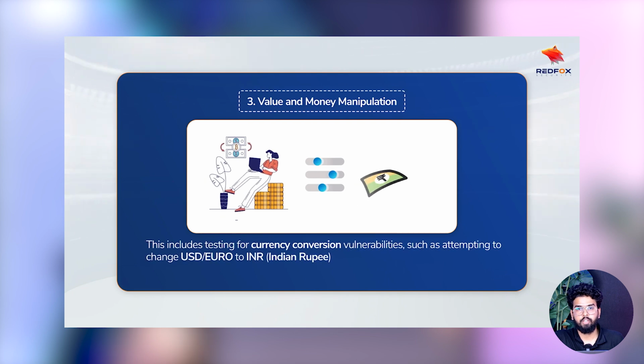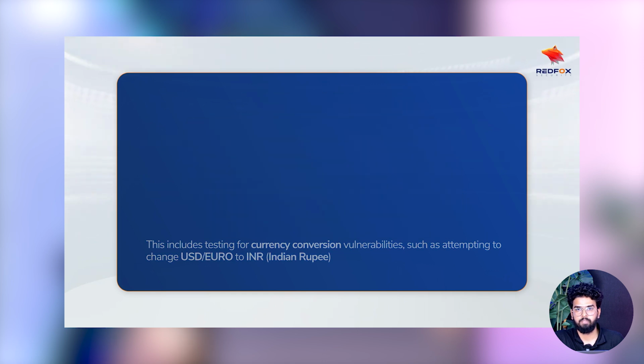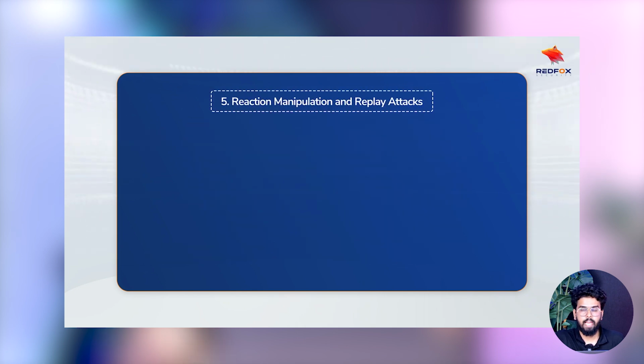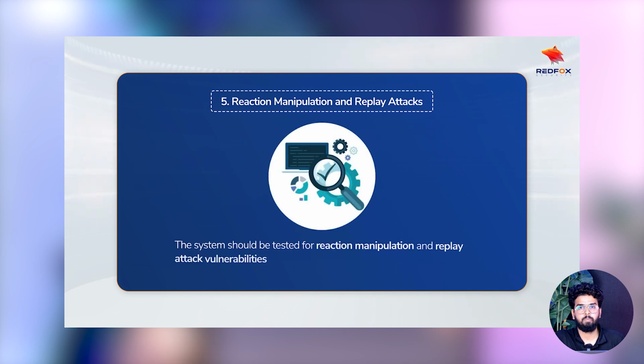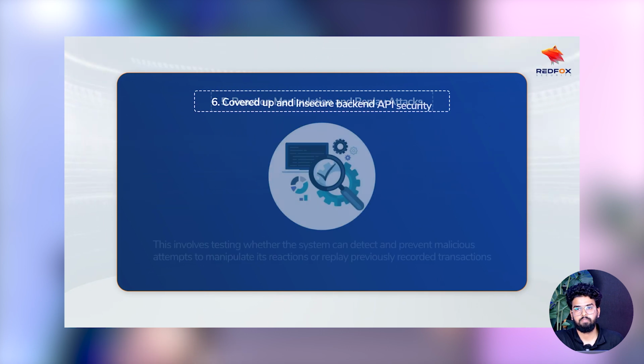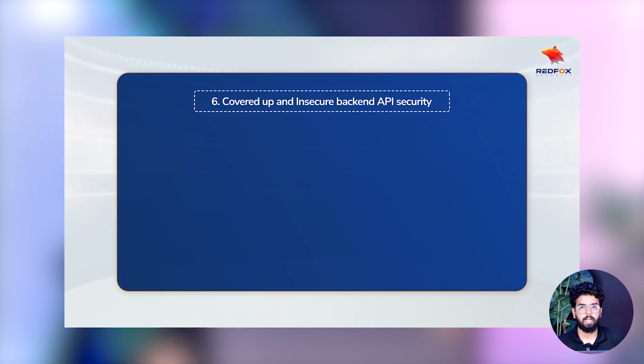This includes testing for currency conversion vulnerabilities such as attempting to change USD or Euro to INR, Indian Rupees. Amount manipulation. Amount manipulation testing involves providing decimal values such as 0.01 to verify if the system handles decimal input formats correctly. Reaction manipulation and replay attacks. The system should be tested for reaction manipulation and replay attack vulnerabilities. This involves testing whether the system can detect and prevent malicious attempts to manipulate its reactions or replay previously recorded transactions.